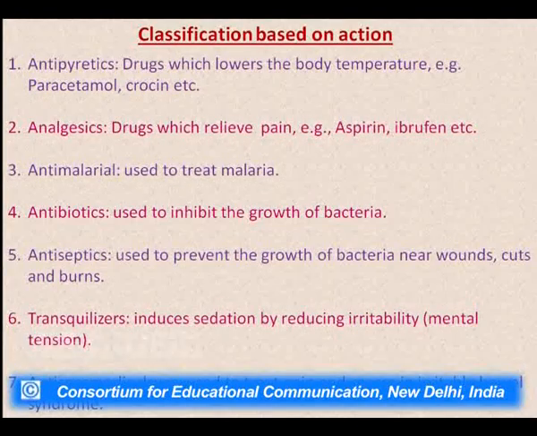One of them is the antipyretics. The drugs which are used to lower the body temperature in a feverish condition are called antipyretic drugs. A few examples of antipyretic drugs are paracetamol, Crocin, Combiflam, etc. Then the second classification is the analgesics. Drugs which relieve pain are called analgesic drugs. For example, aspirin, ibuprofen, and paracetamol also comes in this category.